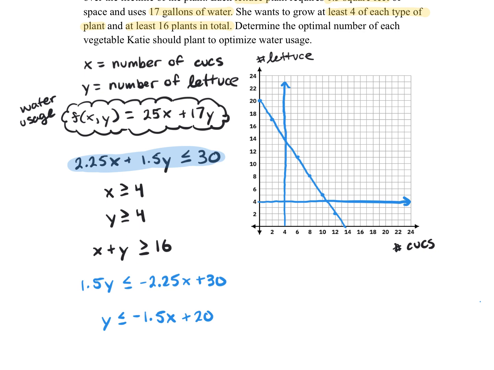And then for this last function here, that equation would actually be y is greater than or equal to negative x plus 16. So from 16, we're going to follow a slope of negative 1. And you do need to be really accurate with your graphing here because we are looking for those points of intersection of our feasible region.